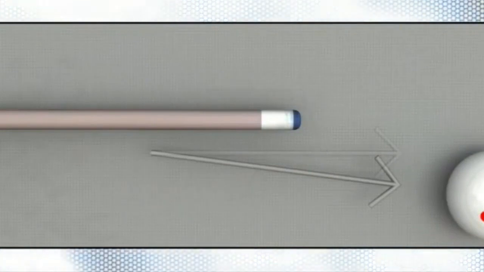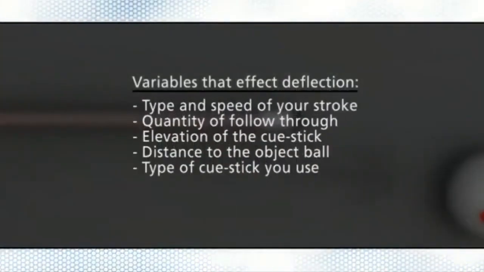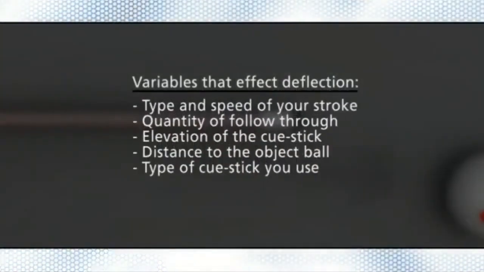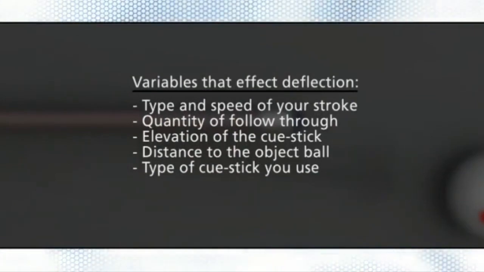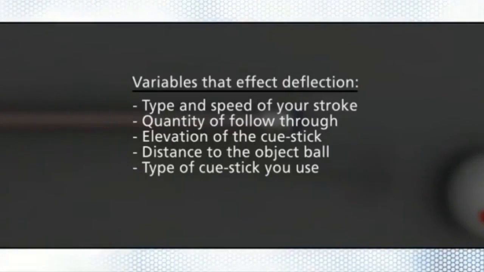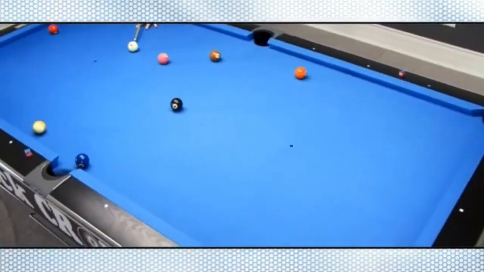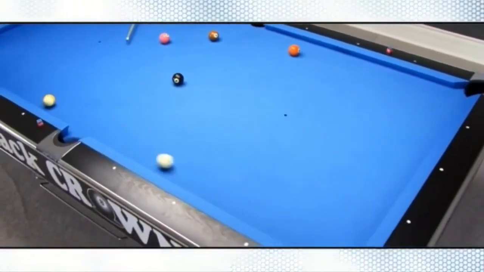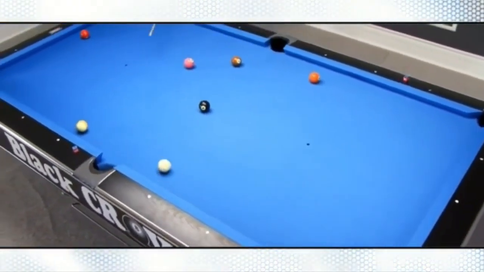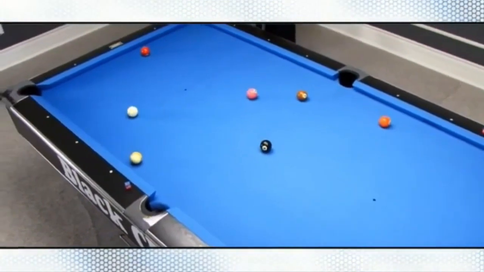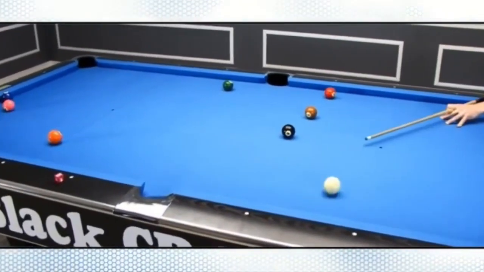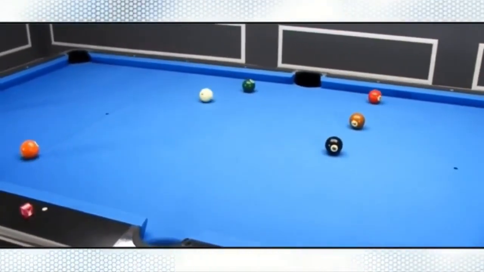How much compensation you make depends on many things, including the type and speed of your stroke, the quantity of follow-through, the elevation of the cue stick prior to contact with the cue ball, the distance to the object ball, as well as the type of cue stick you play with. If this sounds complicated, it's likely because it actually is. Cue ball deflection is one of the most difficult aspects of pocket billiards and can take years to master.